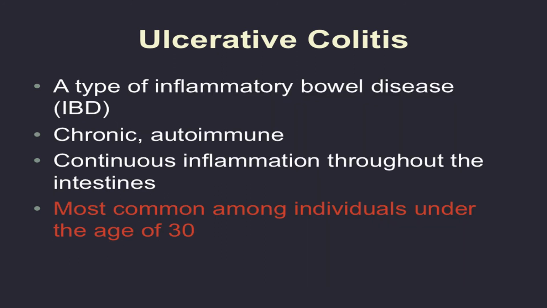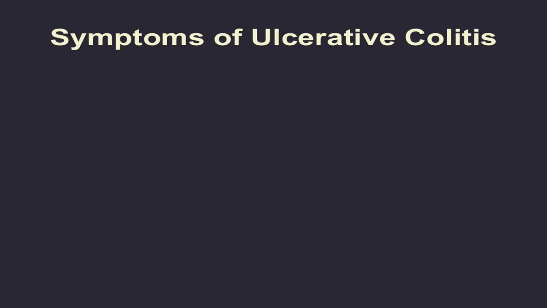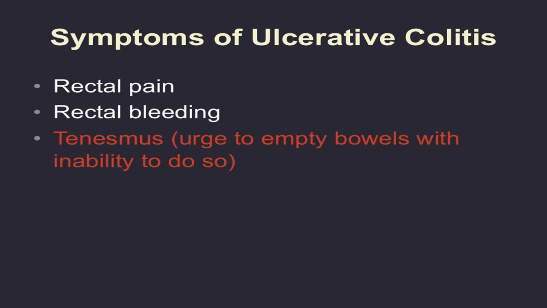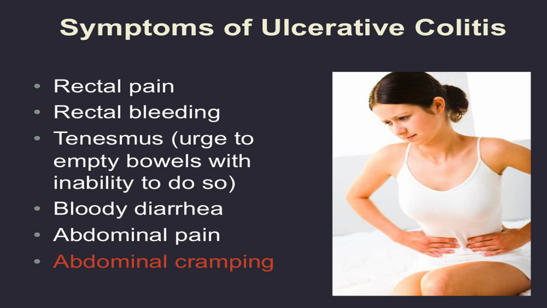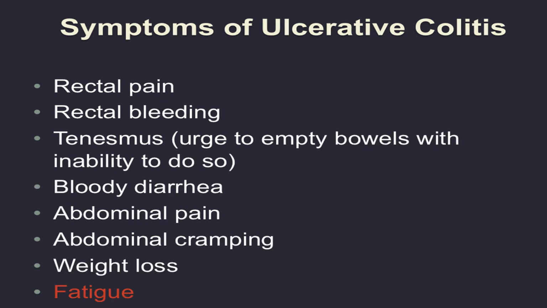Although ulcerative colitis can occur at any age, most individuals are diagnosed between the ages of 15 and 30. Intestinal inflammation can lead to symptoms of ulcerative colitis, including rectal pain, rectal bleeding, tenesmus, which is an urge to empty the bowels with an inability to do so, bloody diarrhea, abdominal pain, abdominal cramping, weight loss, and fatigue. It is important that you tell your doctor if you are experiencing any of these symptoms.